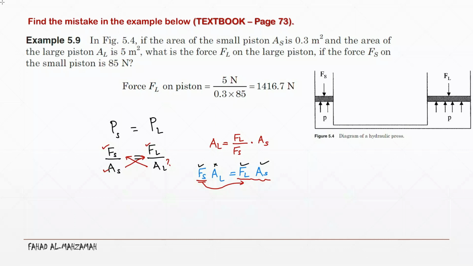And you can apply the same thing for the other. Now this question is easy. He said that the area of the small piston AS is equal to 0.3 square meter, so AS is given, and the area of the large piston AL is 5 square meters, so AL is given. What's the force FL of the large piston if the force FS on the small piston is 85 Newton? So three are given and one is left, FL. Try to find it. This one will be transferred to the other side. Now, the second question.